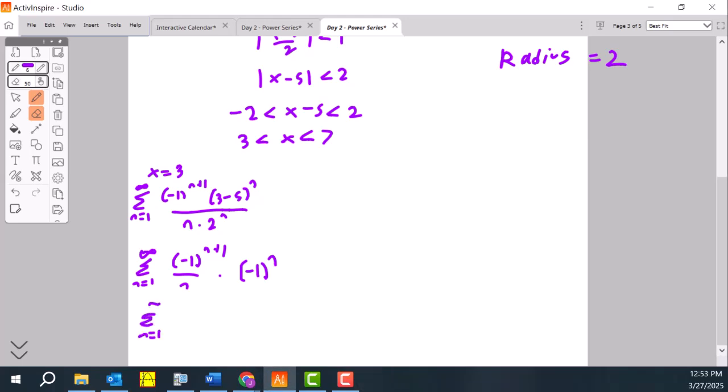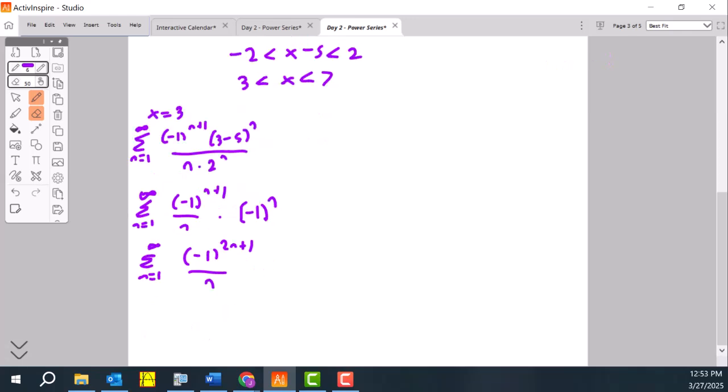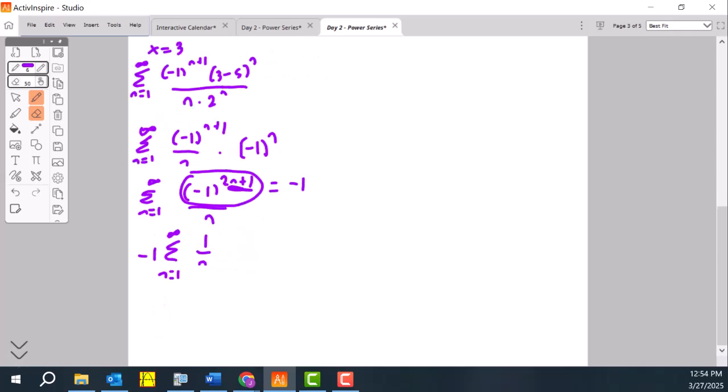Now we have some common bases. Negative 1 to the n plus 1 times negative 1 to the n is negative 1 to the 2n plus 1, over n. And a lot of people will look at this and say, oh, this must be an alternating series, but it's not. 2n plus 1 will always give us an odd number, which means negative 1 to the 2n plus 1 is just equal to negative 1. So this is negative 1 times the sum from n equals 1 to infinity of 1 over n. This is not a convergent series. This is just the sum from 1 to infinity of 1 over n. It's a p-series in which p equals 1, so it diverges by the p-series test.